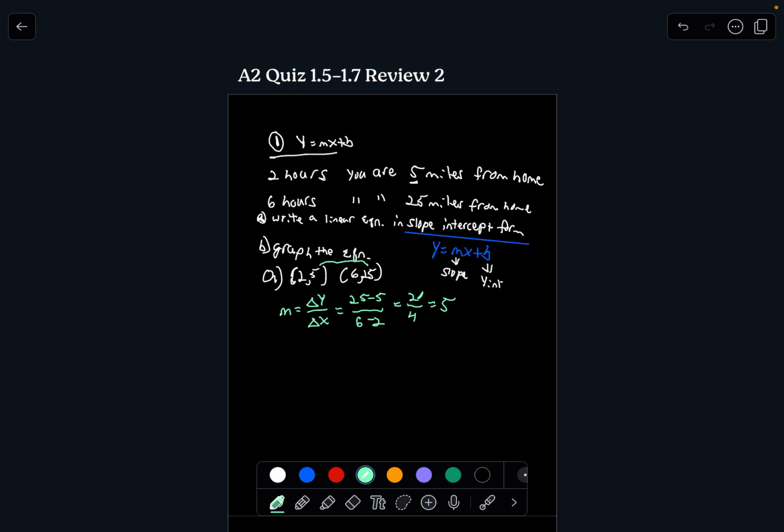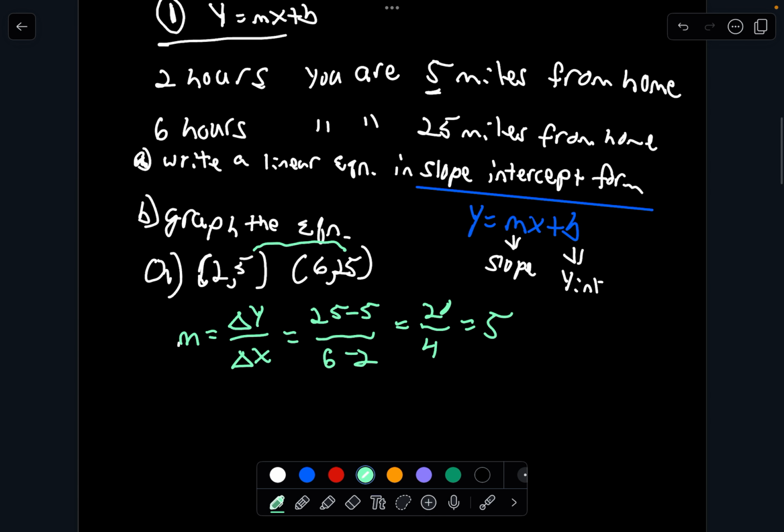All right? So we got the slope to be 5, and that's 5 miles per hour. Miles is on top over hour. And then it says in 2 hours, you are 5 miles from home.